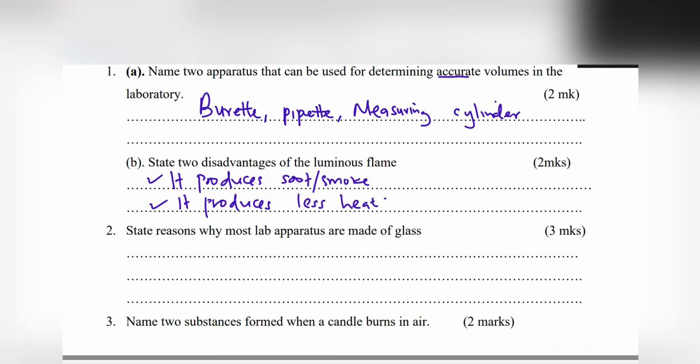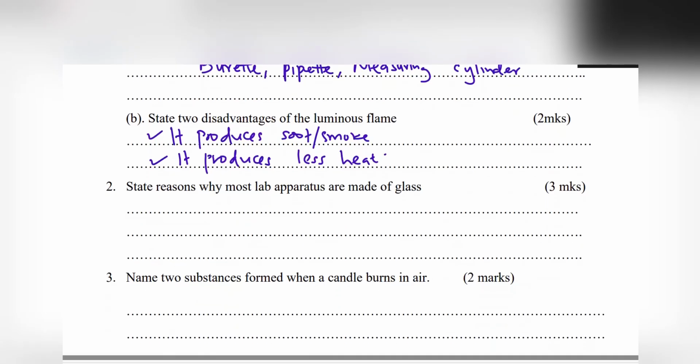We go to question number 2. State reasons why most laboratory apparatus are made up of glass. One, we say glass apparatus do not react with laboratory reagents or reactants. Number 2, glass is transparent.